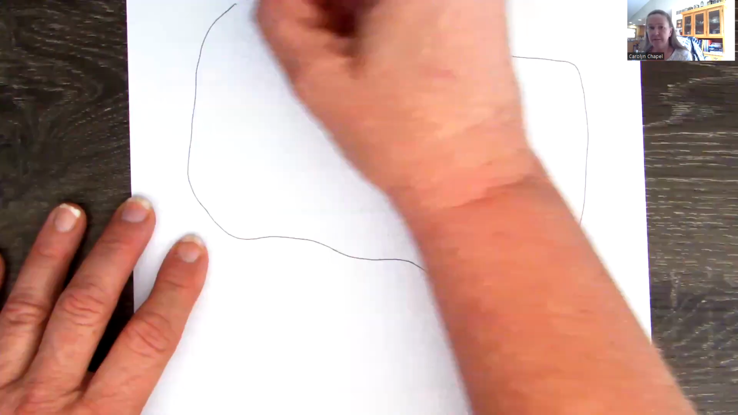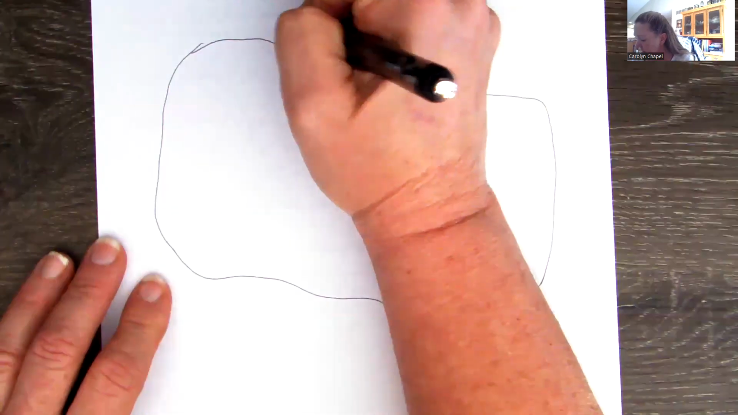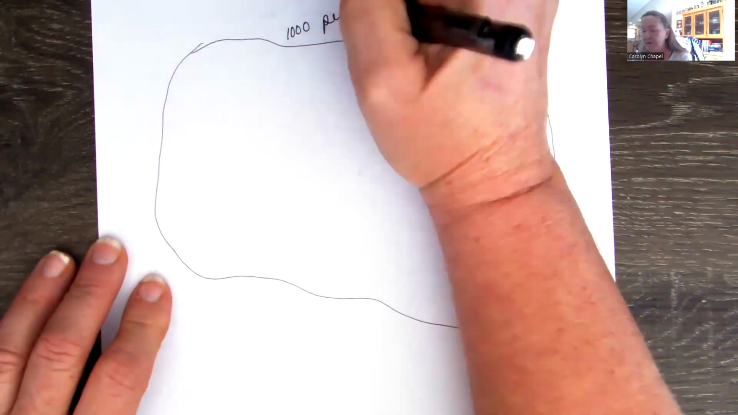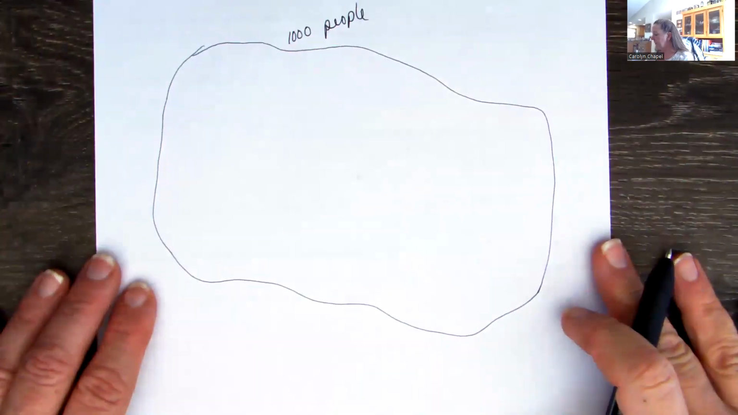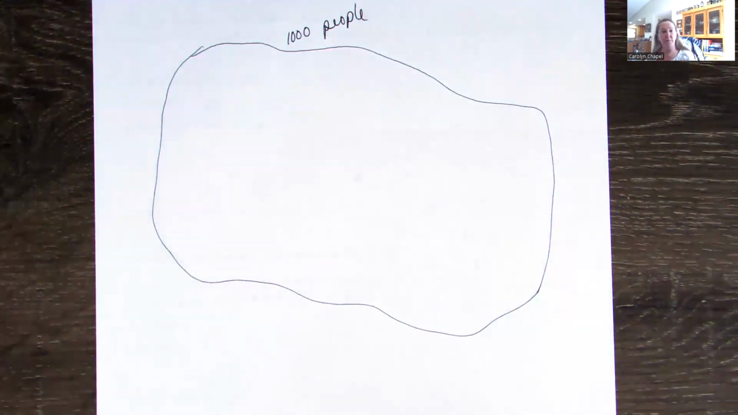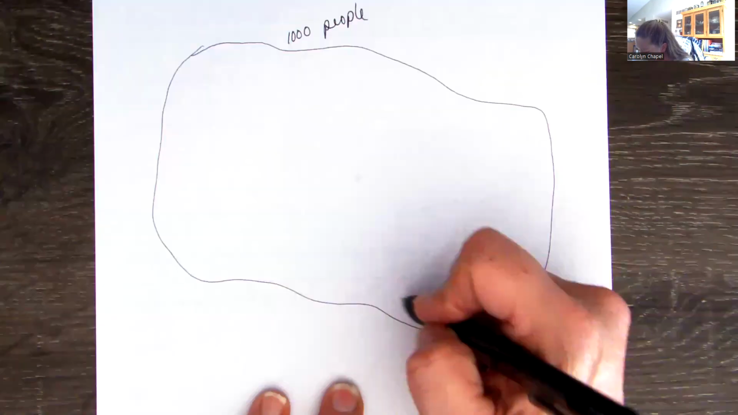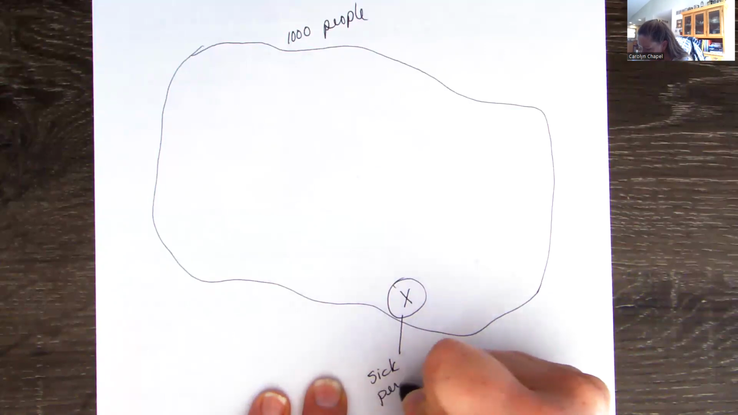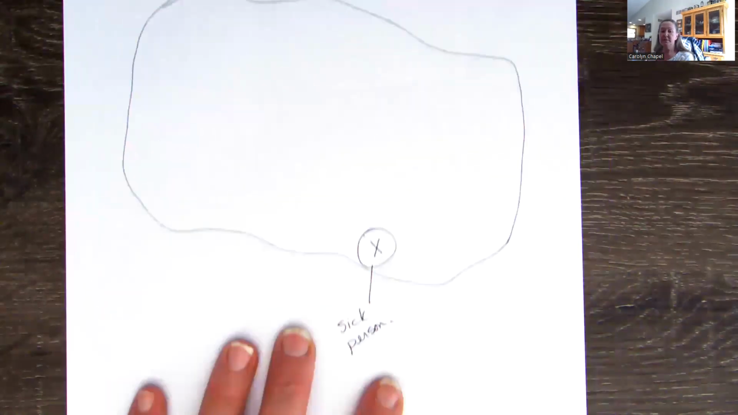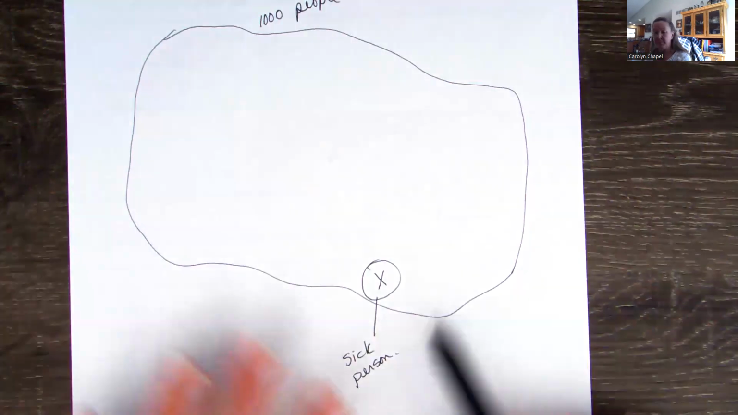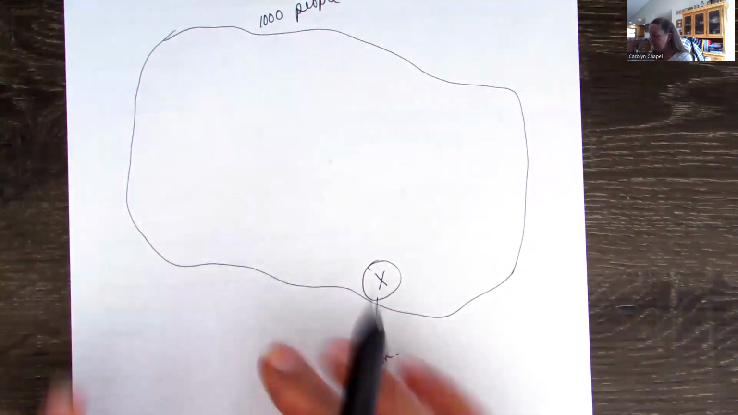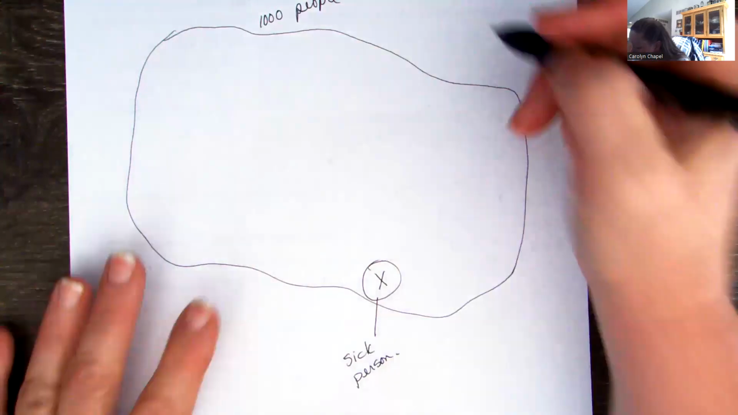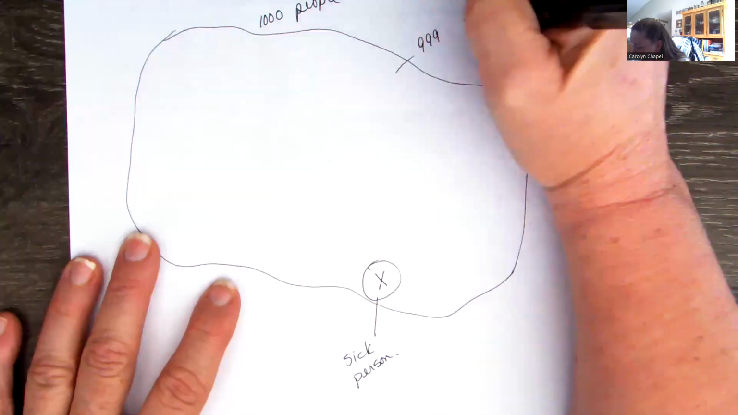Okay, so let's imagine that we have 1,000 people in here. And I'm choosing 1,000 because it just is a nice round number. Also big enough because we have this disease that affects 1 out of 1,000. So here you are. That's our sick person. Right? So we have 1 out of 1,000 people that actually has this disease. So that means we have 999 healthy people.